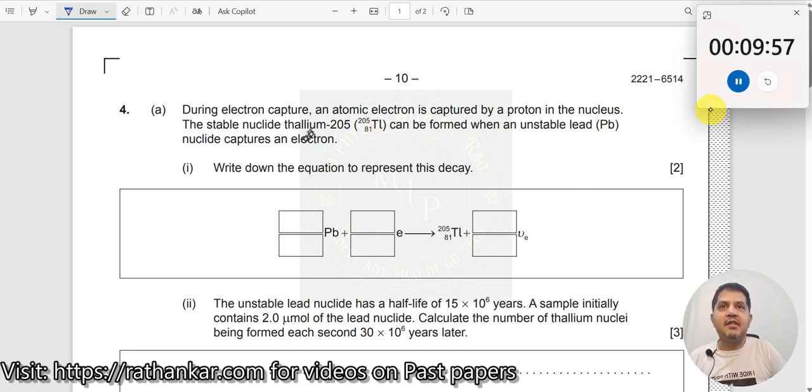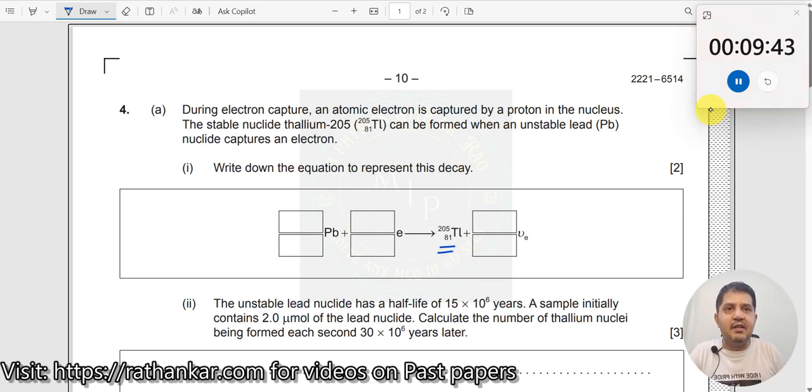So during electron capture, an atomic electron is captured by a proton in the nucleus. The stable nuclide thallium 205 will be formed when an unstable lead nuclide captures an electron. Write down an equation to represent this decay. The nucleus is already given here, and there is an electron which has been captured over here.